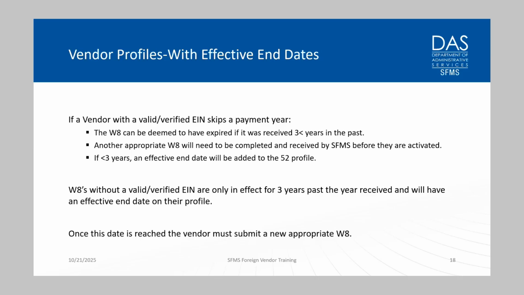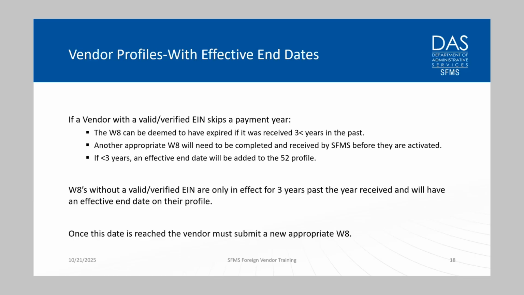If a vendor with a valid verified EIN skips a payment year, W-8s can be deemed expired if received more than 3 years in the past. Another appropriate W-8 will need to be completed and verified and received by SFMS before they can be activated. If less, then we will just add an effective end date on it, and we will go ahead and activate it, but it will be inactivated, and we will still need to ask for a new valid W-8 in the future.